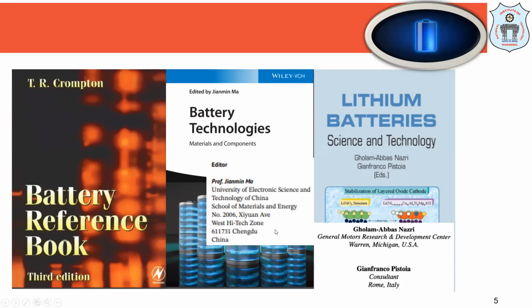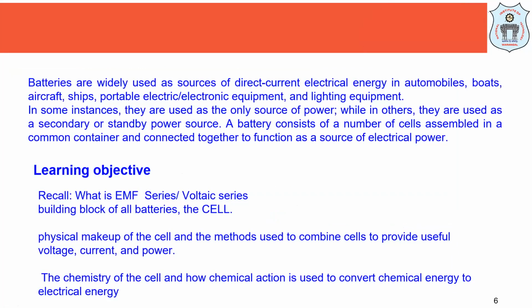However, we have been learning about these batteries since our school days. It's only that first we will be refreshing this. We know the batteries are being used as a power source. It may be primary at some places, or it may be used as a secondary power source at some places, that means standby mode. We know that a battery consists of several cells, which are assembled in a common container and connected together to give the required output power. Depending upon the output power required, we will have a number of cells connected.